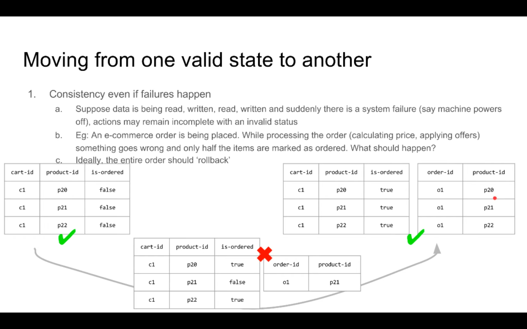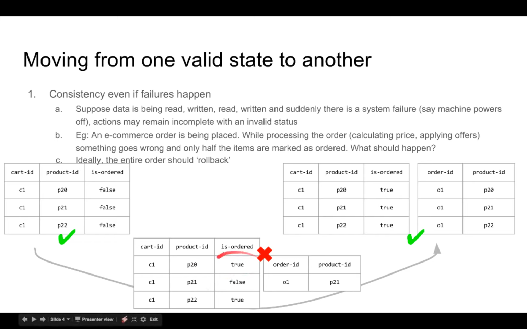Now, while both the state on the left and the state on the right are completely valid states, because of a system failure in the middle, maybe all of the items in the tables might not get updated, and we might end up with a state like this where not all the is ordered values are updated and all the new rows have not been created. So this is an invalid state, right? Ideally what we want is we want to be here or we want to be here. We never want to have a situation where we're in the middle.